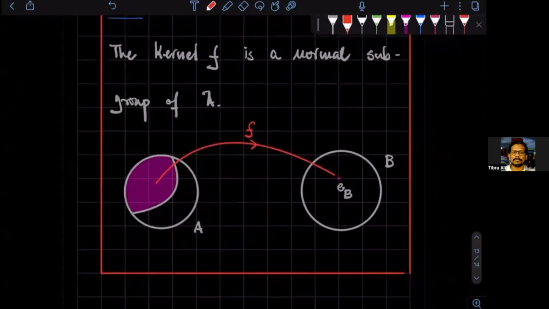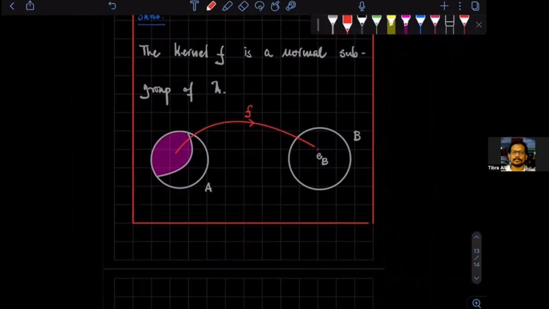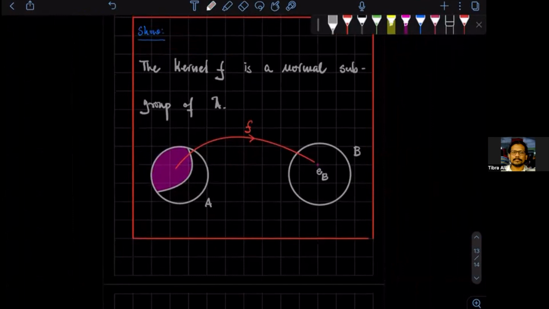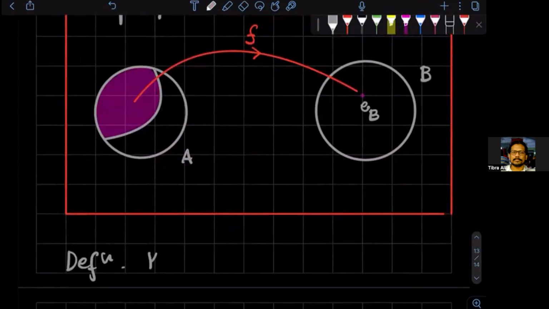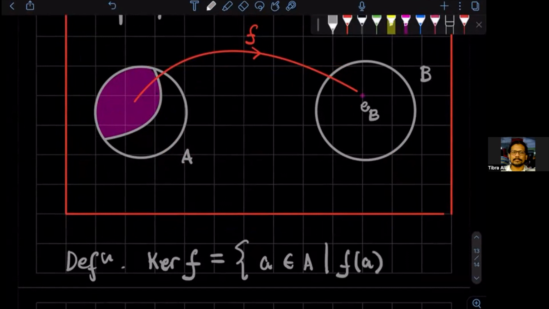Okay, so let me define what a kernel is. The definition of the kernel of the map F is all elements a in A such that the map of a takes you to e_B, okay? So these are straightforward exercises, but very, very instructive.